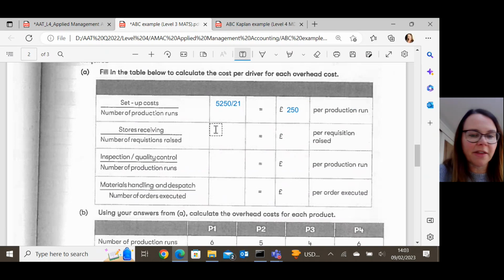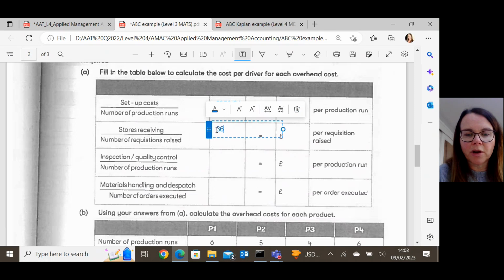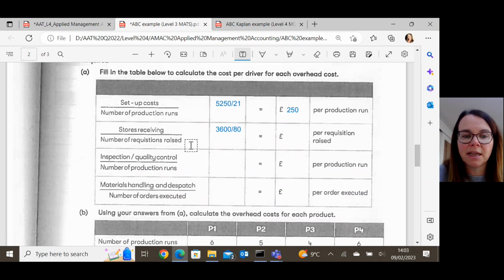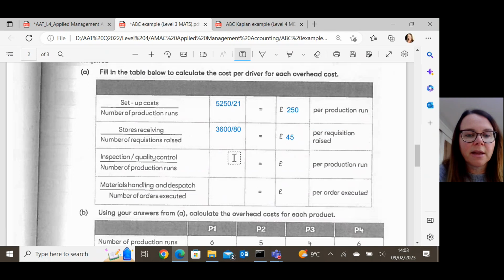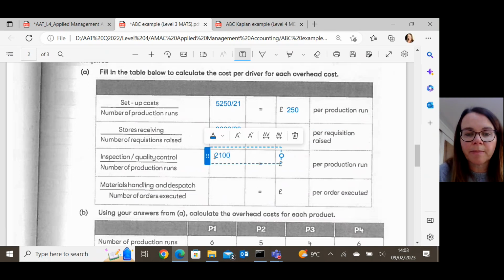Then we do the same for the others. So stores receiving, we've got a total of 3,600. It happens, there's 80 requisitions raised, which is the driving force. So that gives us £45. Same process for the other 2.